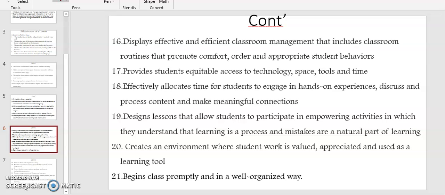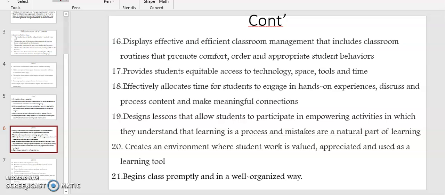Lessons are effective when teachers display effective and efficient classroom management that includes classroom routines that promote comfort, order, and appropriate students' behaviors. Lessons are also effective when teachers provide students equitable access to technology, space, tools, and time.